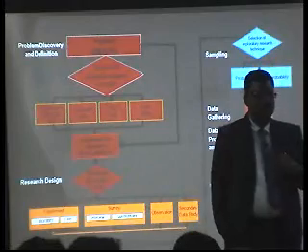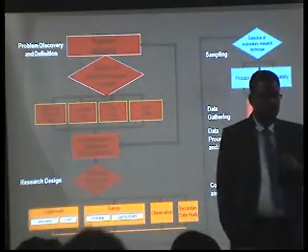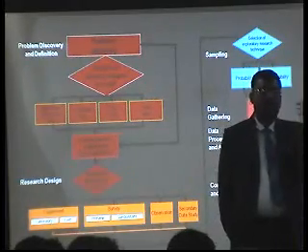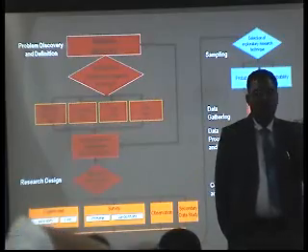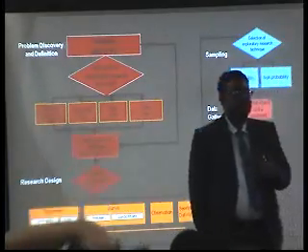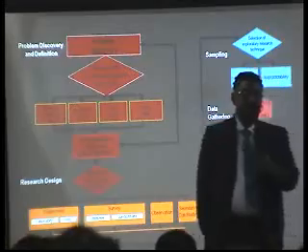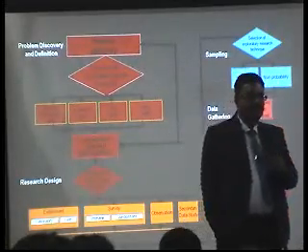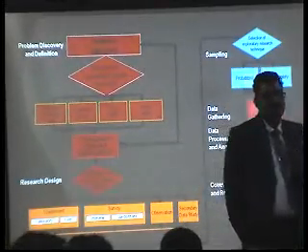So in case we don't have any historical data about a product, forget about the product, historical data about the problem. So we don't have the historical data about the problem. Can we do the research on the basis of the hypothesis we have generated?